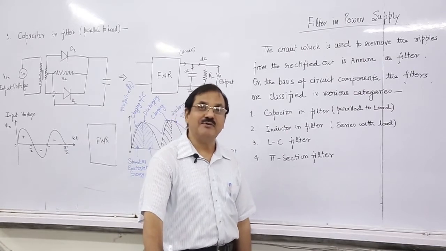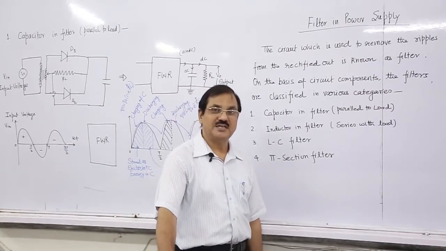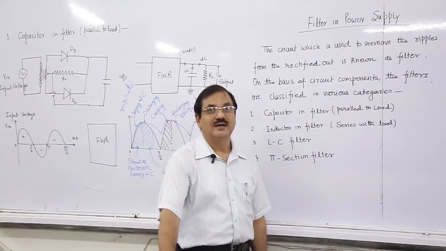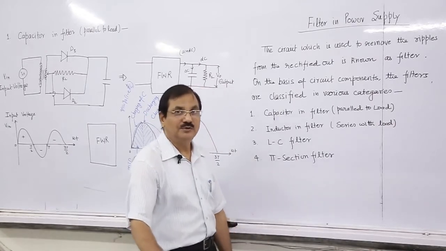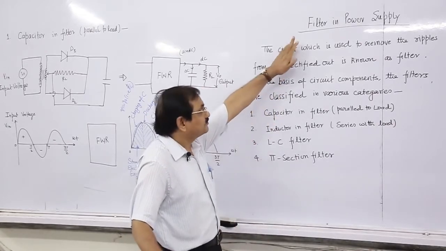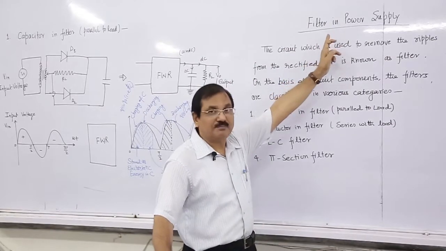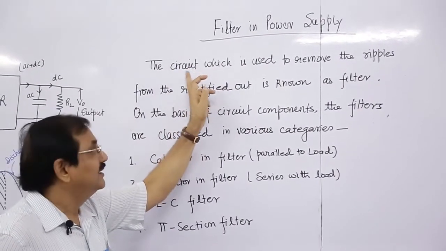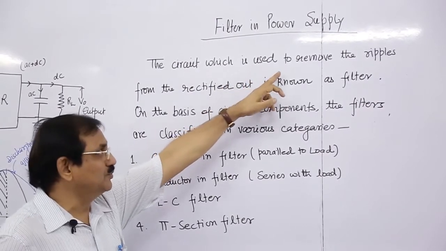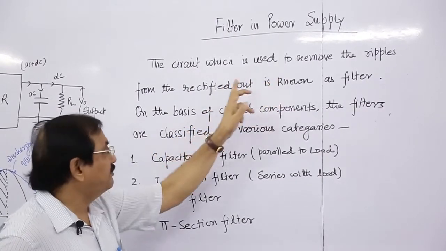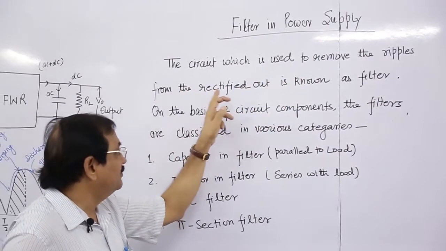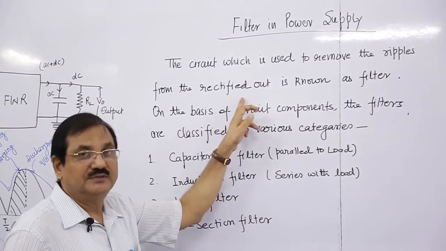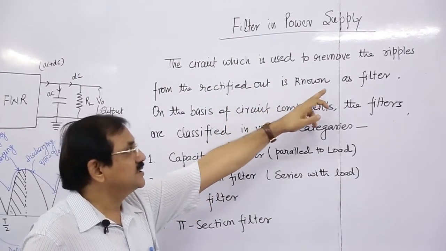There are various types of filters which will be discussed in this module. You see, a filter in a power supply, the circuit which is used to remove the ripples from the rectified output, is known as a filter.